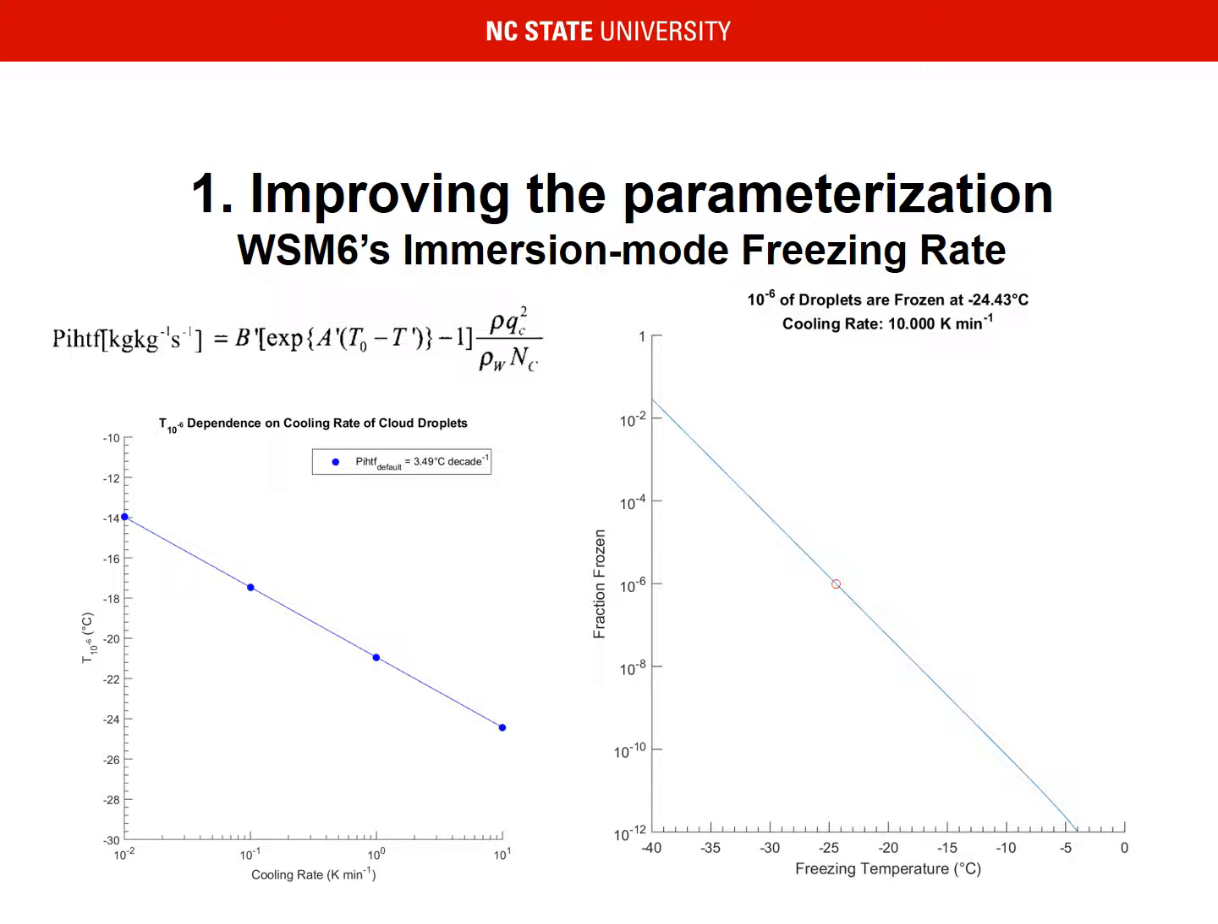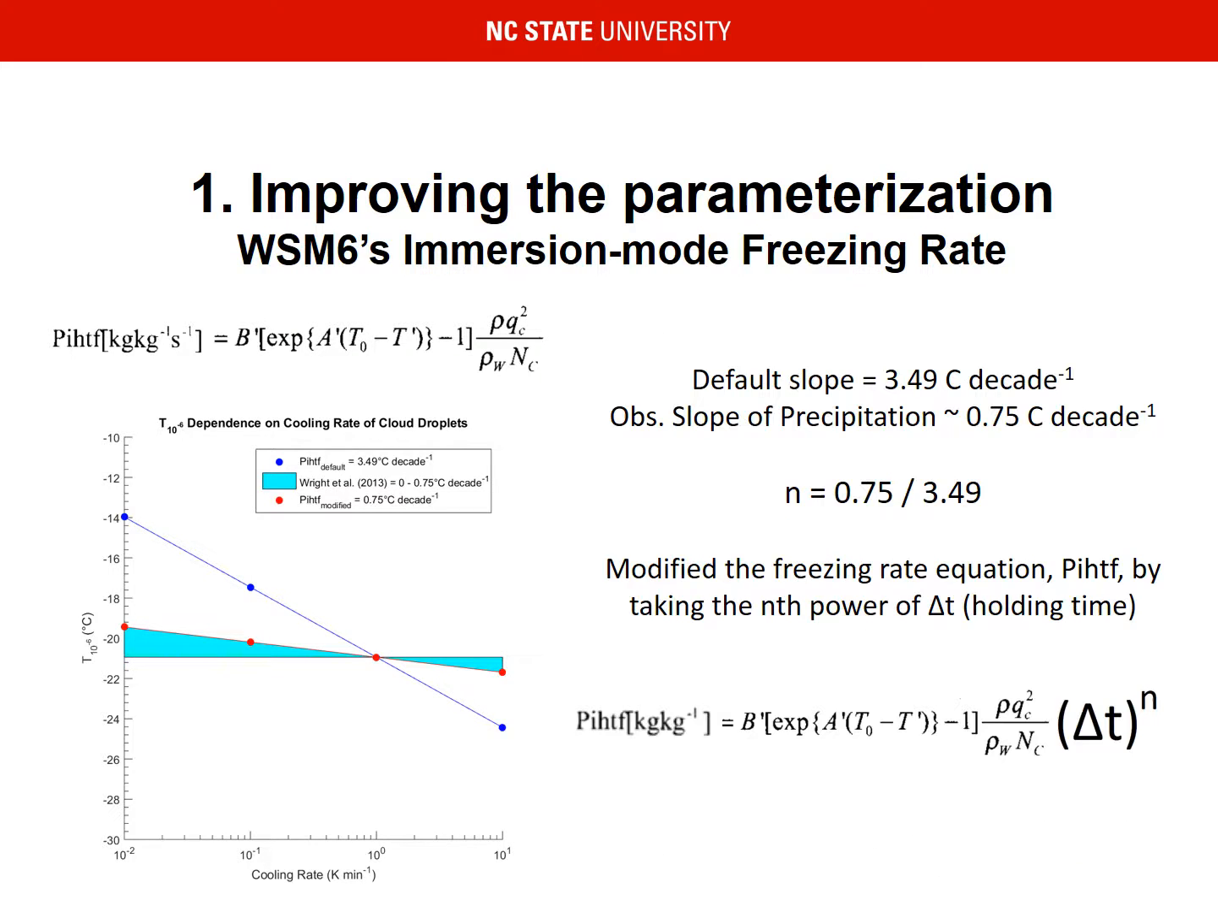Now the problem with this is that this is not in line with what we observe. The light blue colors are showing the sensitivity measurements made by Wright et al. 2013 of precipitation samples that indicate that we should expect a sensitivity between 0 to 0.75 degrees Celsius per decade of cooling. So to bring the model in line with what we observe, or what we should be expecting, I went ahead and created an N ratio of what we expect versus what's in the model, and took the nth power of the time element in this immersion mode freezing rate equation shown down below. So just to recap, I've improved the parameterization of this immersion mode freezing rate equation by adjusting the time dependency of the rate equation.